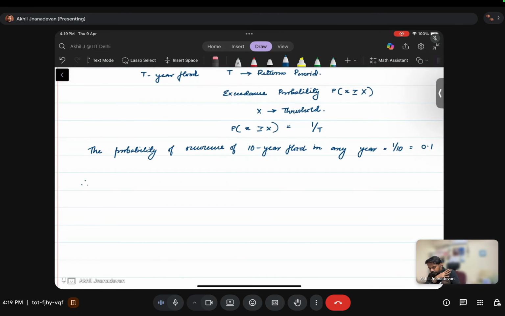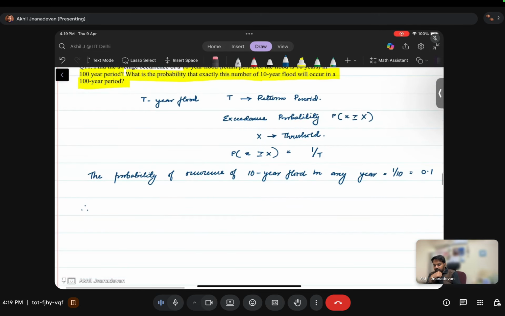So therefore, now we need to say what is the average occurrence in 100 years, right? So what we need to find is the average number of occurrences in 100 years. So in 1 year, the occurrence probability is 0.1, right?